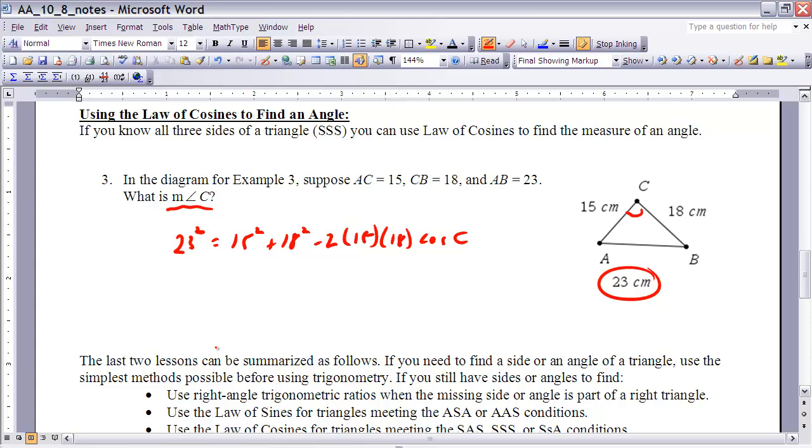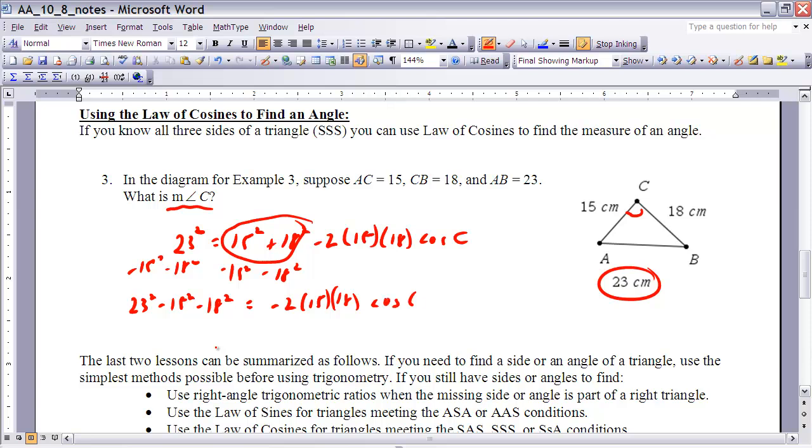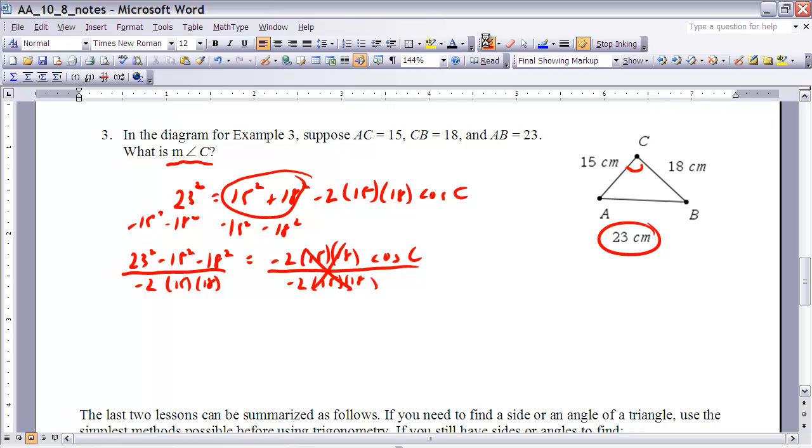So the first thing I'm going to do is get this stuff over to the other side by subtracting it. I'm going to subtract 15 squared and subtract 18 squared from both sides. So I'm left with 23 squared minus 15 squared minus 18 squared is equal to the opposite of 2 times 15 times 18 times the cosine of C. Okay. The next thing I'm going to do is divide by the negative 2 times 15 times 18 on both sides. Now if I do that, this stuff here cancels out. So I have the cosine of C is equal to this stuff right here.